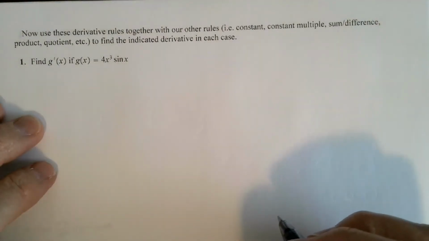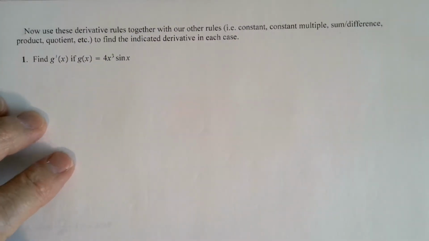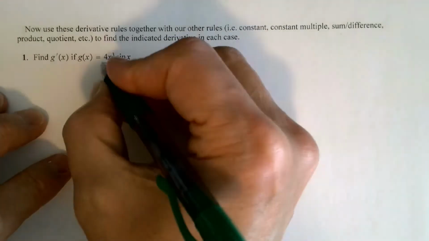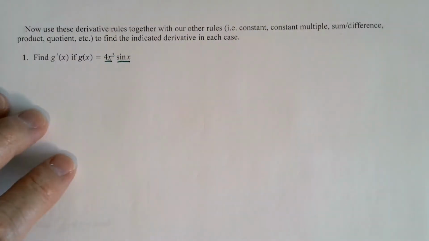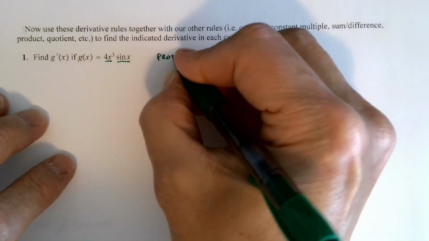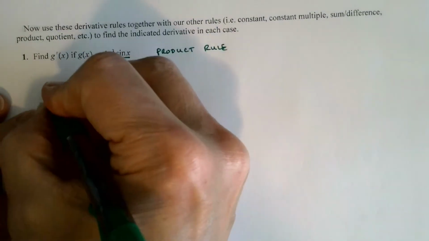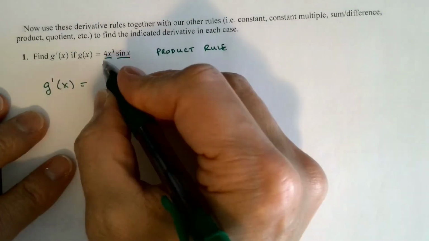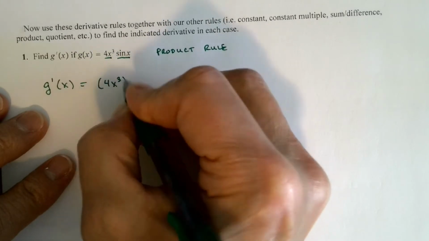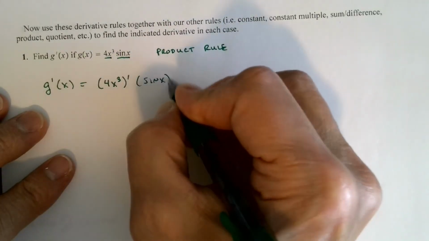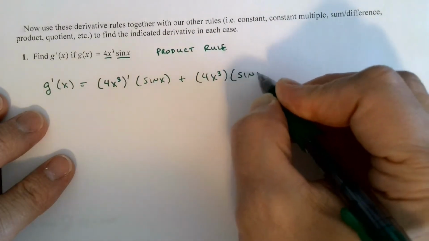So what am I going to have to use to find the derivative of this function? Certainly we see the sine of x, so we're going to use one of our new rules, but notice we have a product, and I'm going to look at 4x cubed times sine of x. There's our product rule. Two functions, right? First times second, take the derivative of the first one times the second, plus the first times the derivative of the second.